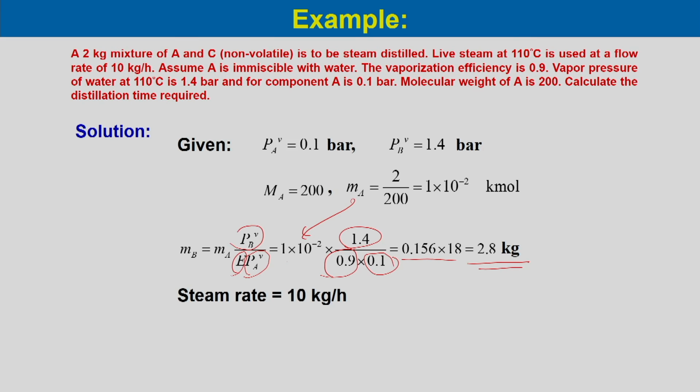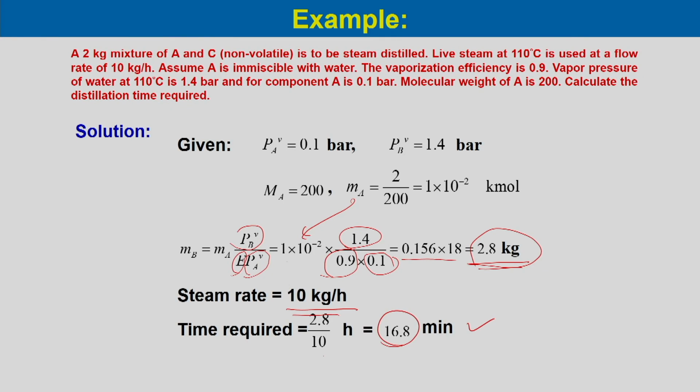The steam rate which is given is 10 kg per hour, and hence we can calculate the time required. Total 2.8 kg, so 2.8 by 10 hours, which would be equal to 2.8 into 60 by 10, which is 16.8 minutes. So, this way we can calculate the time required for the distillation for a particular separation.